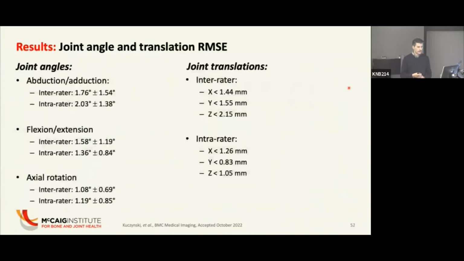Looking at our joint angle and translation root mean square errors, we see a somewhat similar pattern, minus the abduction, adduction joint angle root mean square errors, which were a little bit higher for intra-rater.